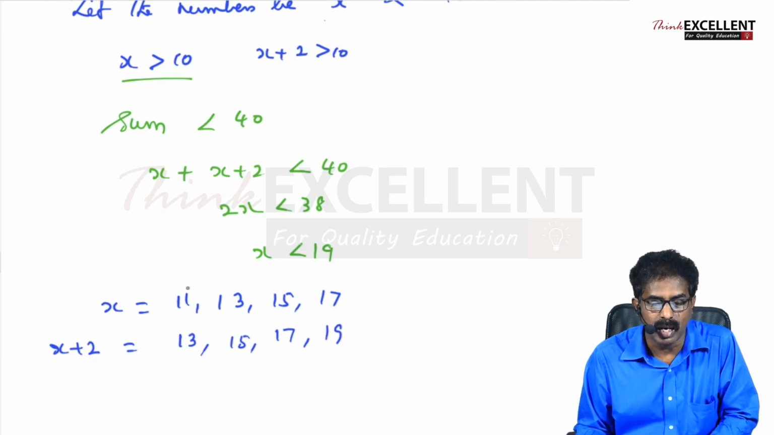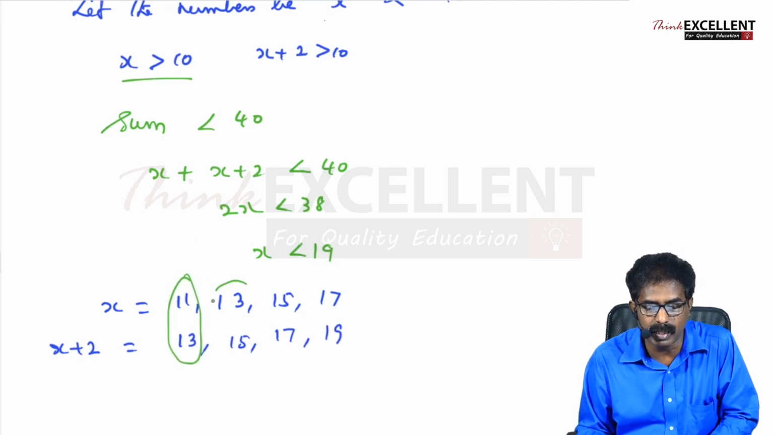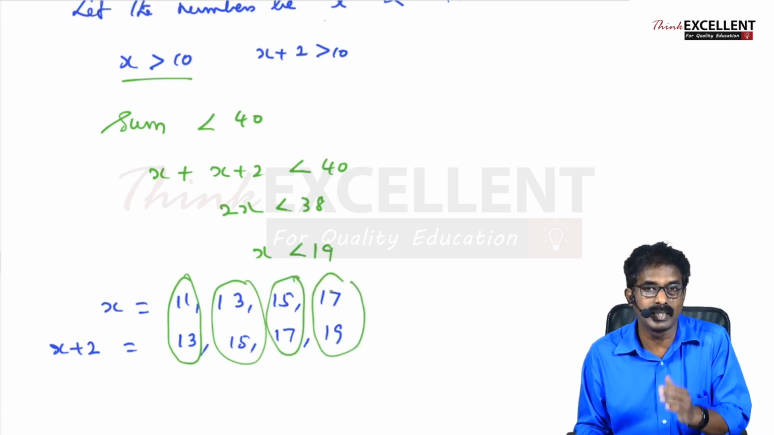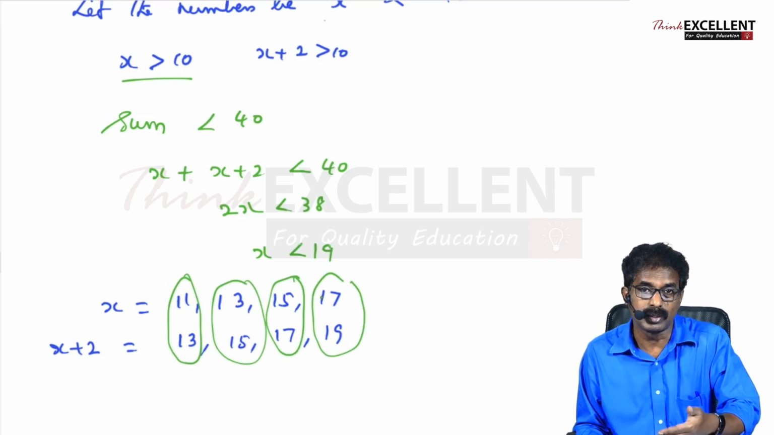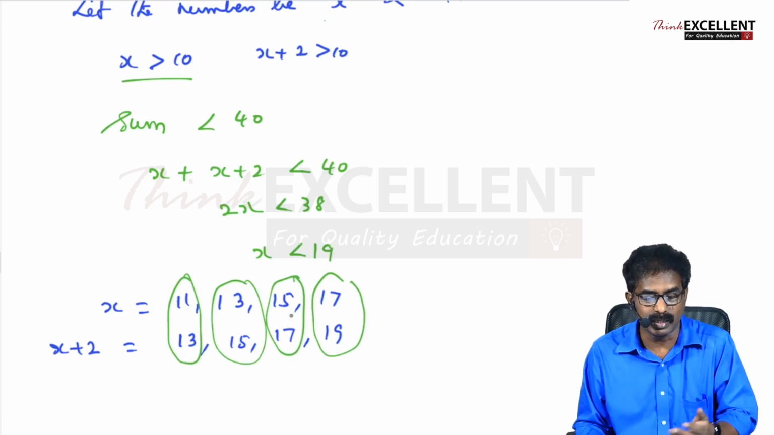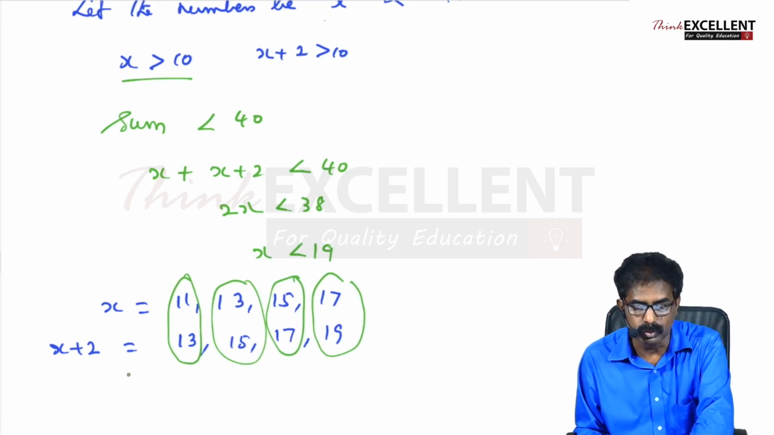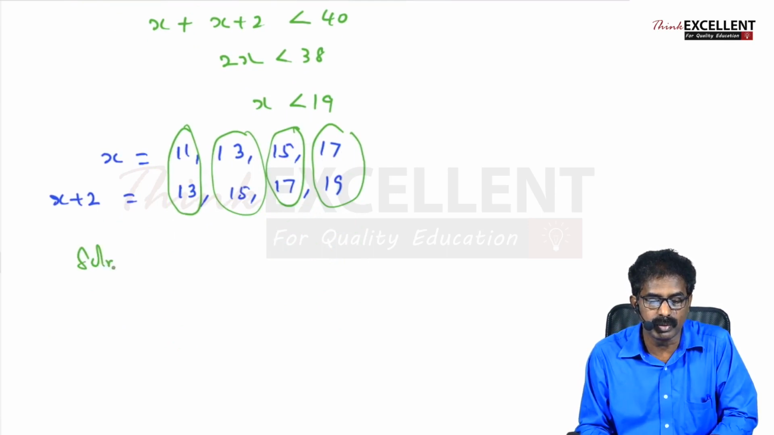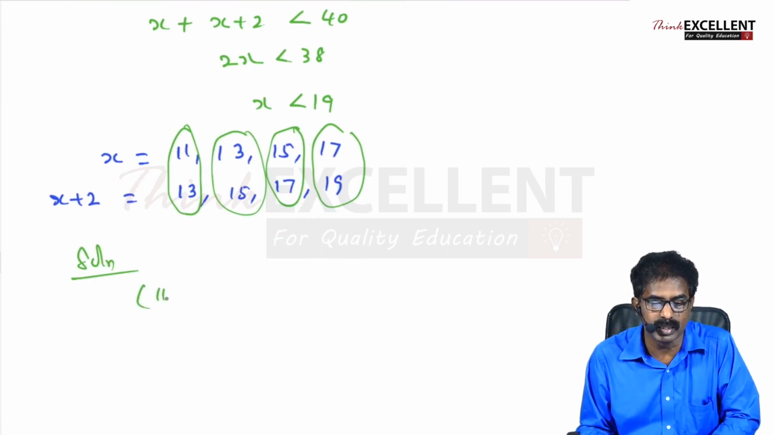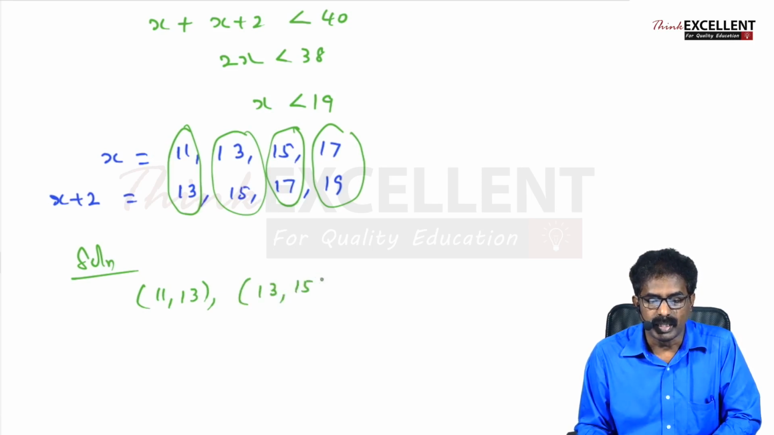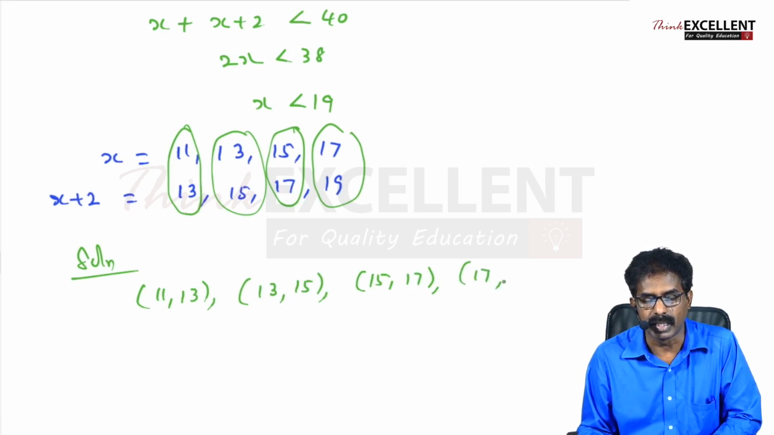Now you know the ordered pairs. This is one pair, this is one pair, this is one pair, and this is another one. When x is 11, another number is x plus 2, 11 plus 2, 13, right? Like that. Therefore, there are 4 sets of solutions you are getting. First one is 11, 13; 13, 15; 15, 17; 17, 19.